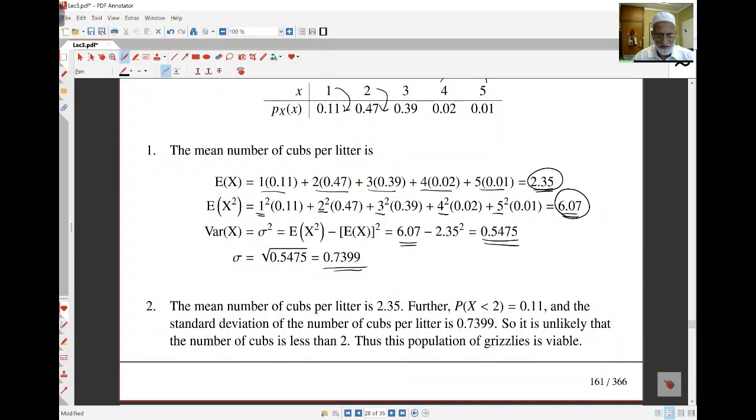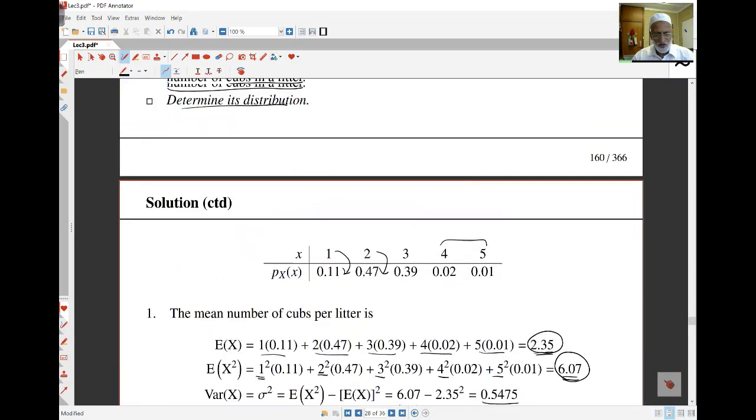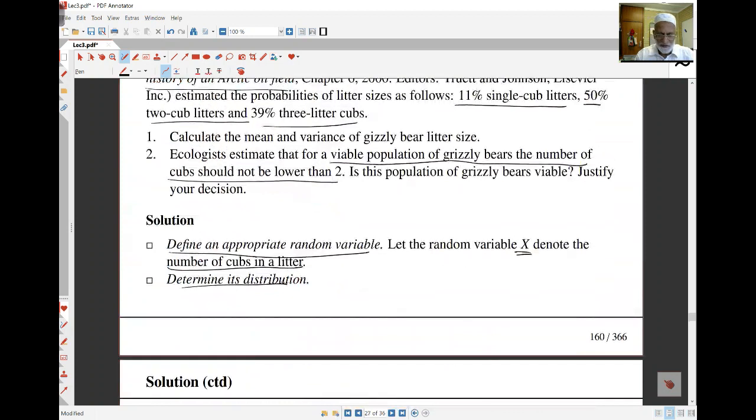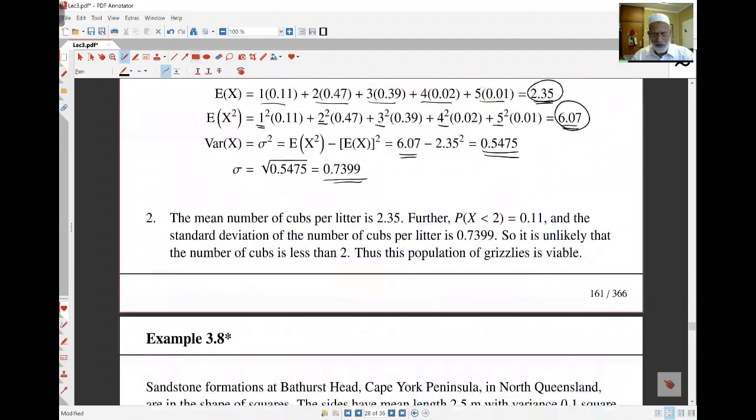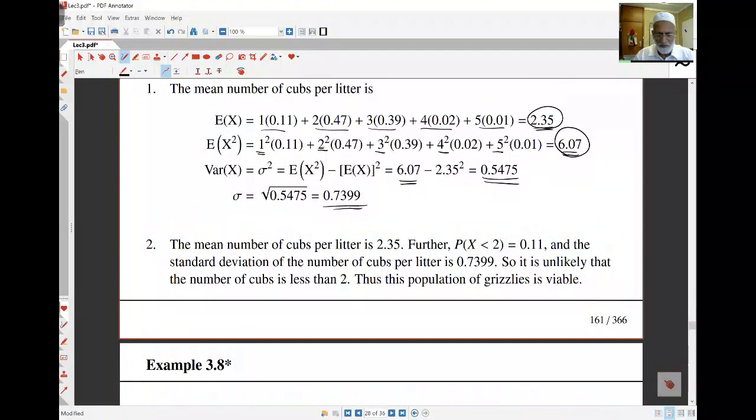Next question here: is this particular population of grizzly bears viable? Because the question says the number of cubs should not be lower than 2. Well, here the average number of cubs is 2.35, and also the probability of fewer than 2 cubs is 0.11 only. So this is a very viable colony of grizzly bears.